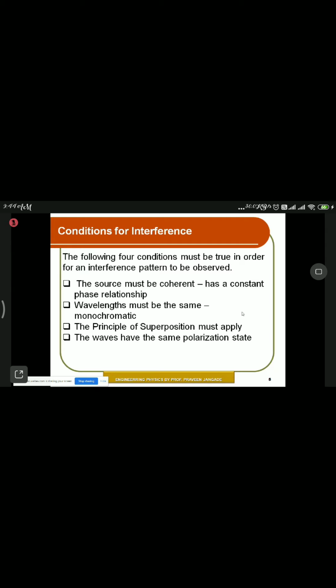Please try to remember the mandatory conditions for getting the interference pattern. The sources must be coherent, they should be monochromatic, they should satisfy the principle of superposition, and they should have the same polarization state. These four conditions you have to keep in your mind. It should be on your fingertips. If we satisfy these four conditions, the waves start intersecting each other, and after intersecting they satisfy the conditions of constructive and destructive interference.